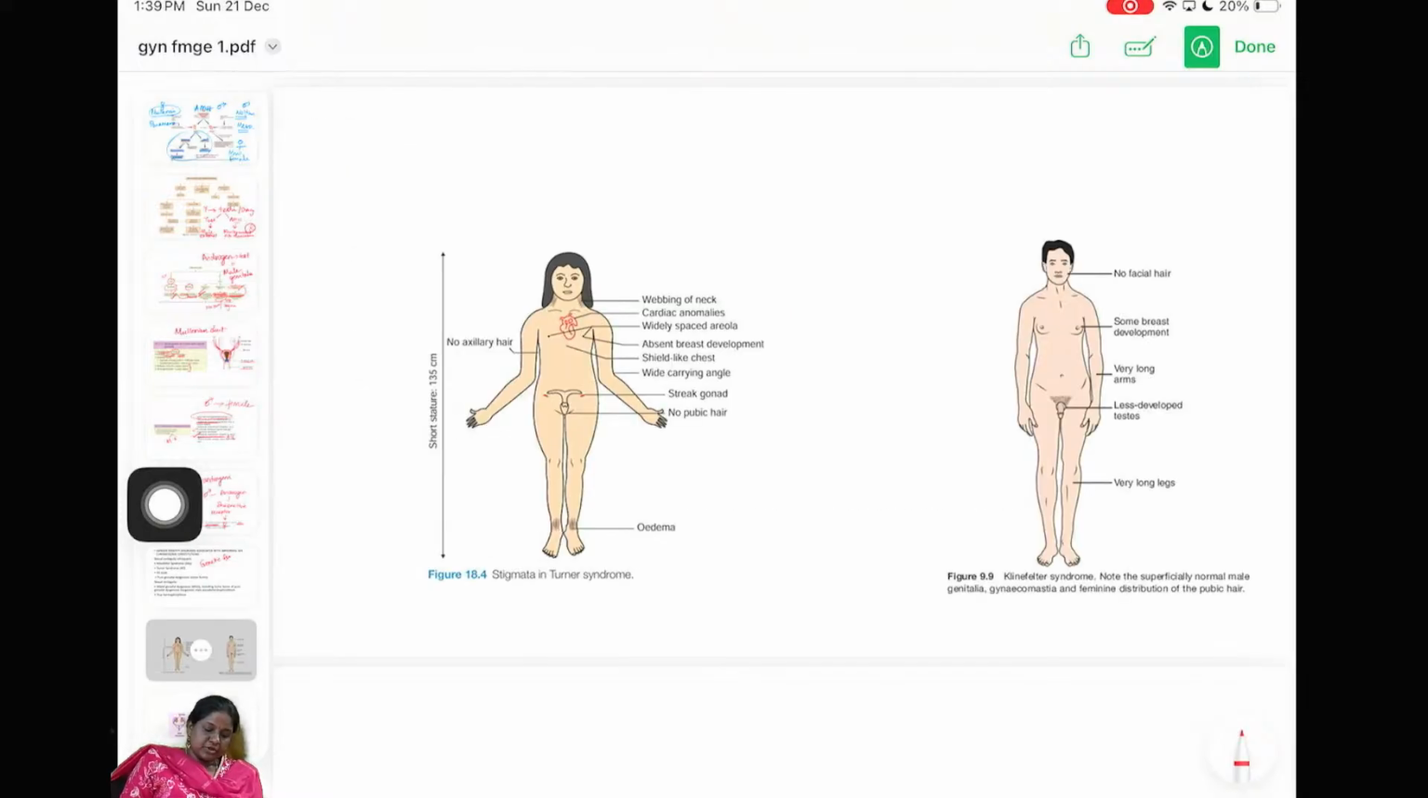So stigmata in Turner syndrome, what will the patient present as? Short stature will be there, and then webbed neck. If you see the chest, there will be widely spaced nipples. No axillary hair, and then cardiac anomalies will be there. And absent breast development because it is XO. If it is XO, the ovary itself is a problem.